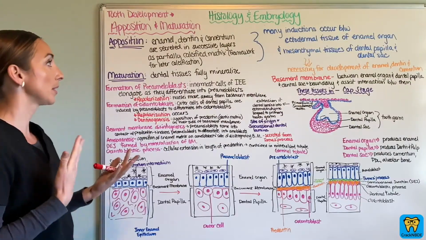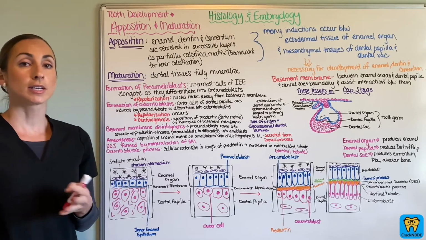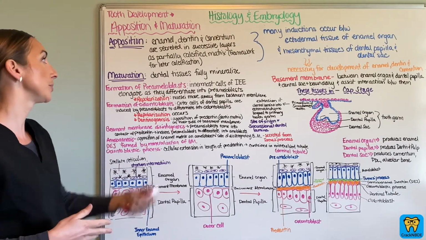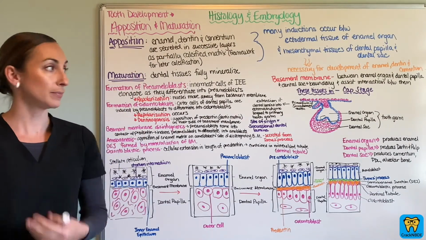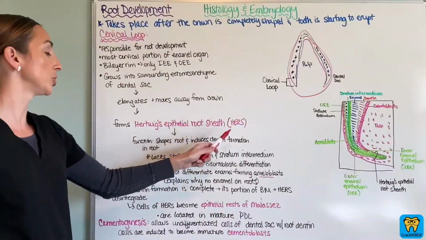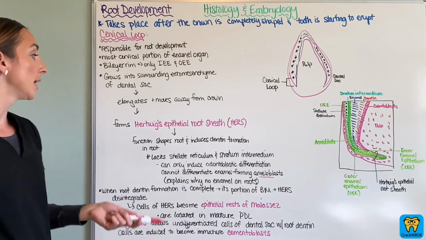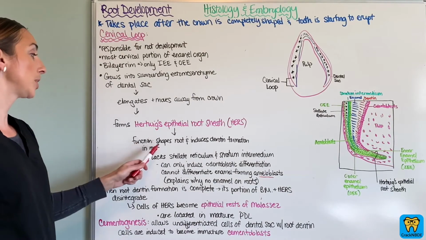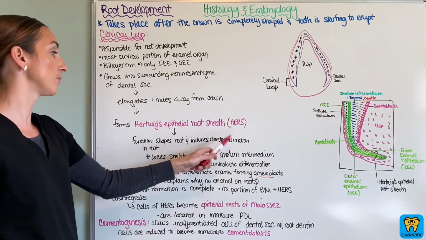Further into our histology and embryology, we touch on some things that we've already covered and go further into apposition and maturation. So epithelial root sheath, otherwise known as HERS, is a sheath or a membrane, and its function is to shape the root and induce dentin formation in the root.